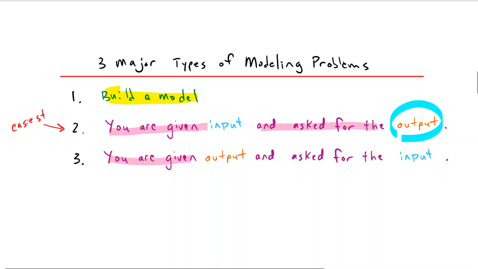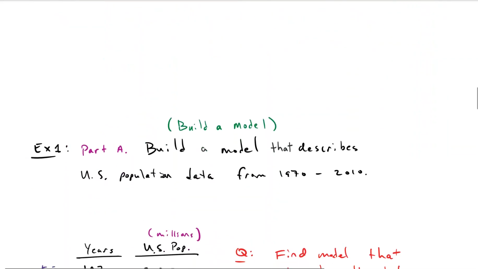The third major type of problem is, you're given an output and they'll ask you for an input. This is a little bit more difficult than type number 2, but we can still do it. So they give you the y value and you've got to find the x value. All right.